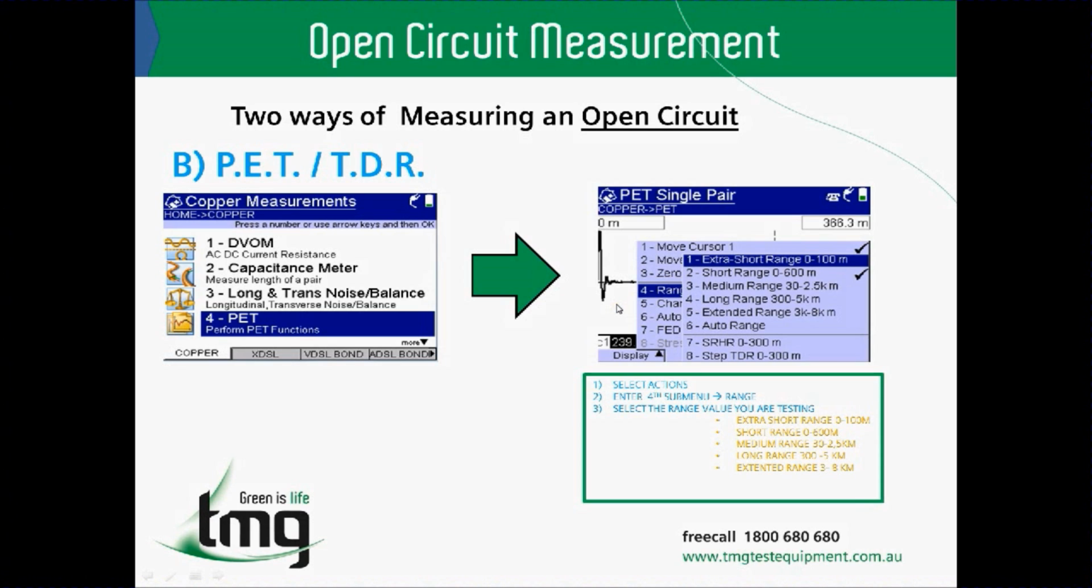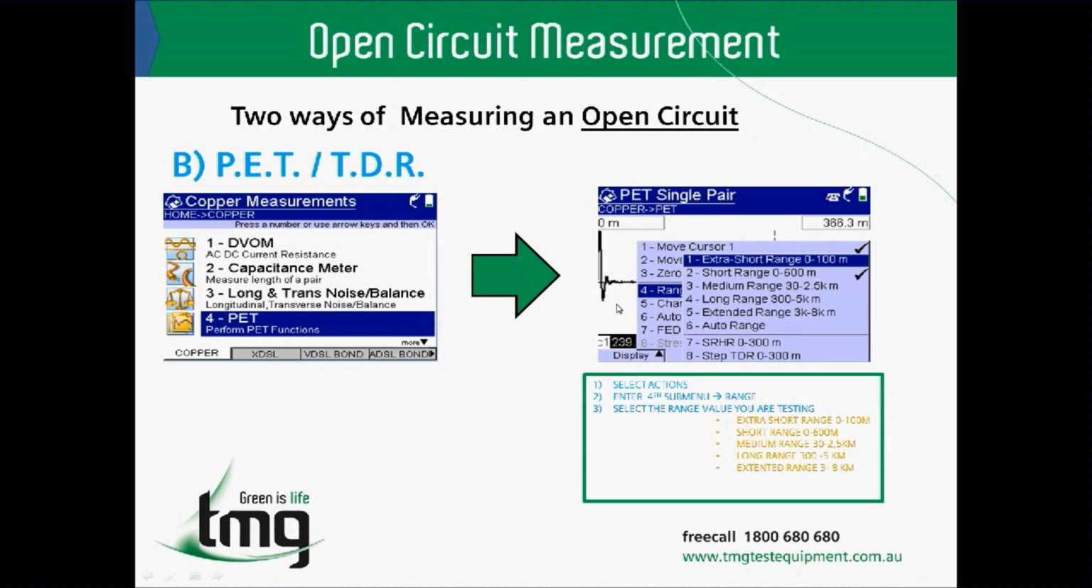So in order to determine an open circuit, we certainly do need to use a PET, the pulse echo tester, or what is called time domain reflectometer. And we can see in the following pictures that if we choose the 4th menu, which is the pulse echo tester, then we can just enter and look at the trace of the signal over time that's being imposed on the pair of line that we are testing.